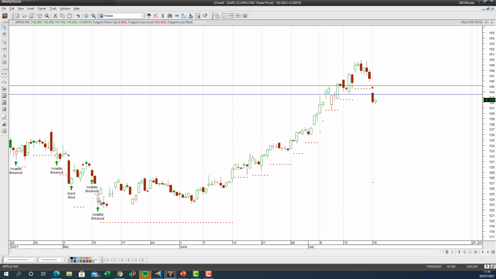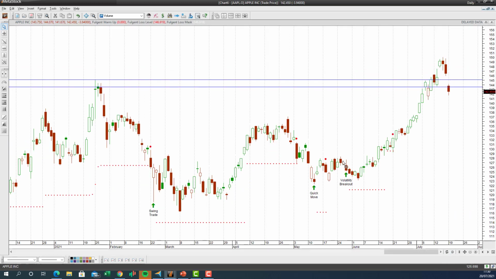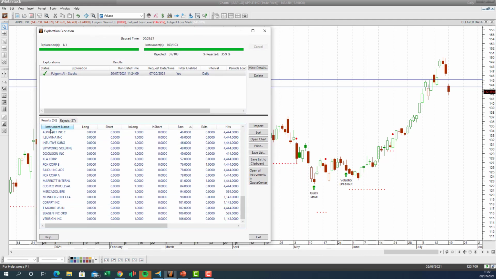Got in on the 10th of May based on the volatility breakout at 126, and got out in and around this cluster of resistance, and Apple snapped back down below the trailing stop loss. So it'll be interesting to see what the next signal from an AI perspective will be on Apple, for example. Okay, but those are the candidates ranked from most recent trades in a long.